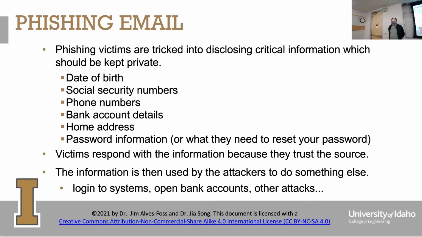Phishing victims are tricked into disclosing critical information which should be kept private: their date of birth, social security numbers, phone numbers, bank account details, home address, password information, or information they need to reset your password, like those secret questions we talked about earlier. You know, name the street you were born on. Well, if they can get that information, that's a secret question. I was born on Easy Street, so it makes life, you know, pick something, I don't care.